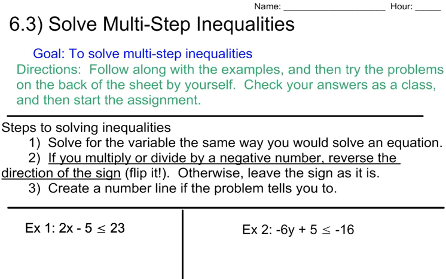Okay, so under the goal section, let's go over the directions. There are 3 steps to help you solve inequalities. Step 1, start by solving for the variable the same way you would solve an equation. Keep the sign unless you encounter step 2. Step 2: you need to reverse the sign of the inequality only if you multiply or divide by a negative number. You keep the sign the same if you multiply or divide by a positive number, and you also keep the sign the same if you add or subtract from both sides. And then step 3 is to graph your solution on a number line.